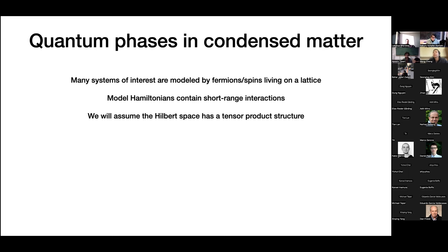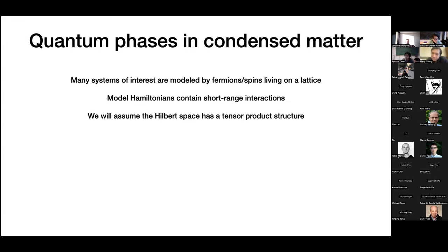Okay, so many systems of interest in condensed matter physics are modeled by fermions, electrons mainly, and spins, which are also electrons in some sense, living on some lattice. Typically, that's what we have in solid state and maybe in other platforms. And usually we have some sort of model Hamiltonian which has short-range interactions. And in this setup, it's very natural to assume that the Hilbert space of the problem has a tensor product structure. Okay. So it's a tensor product of some Hilbert space on each site.